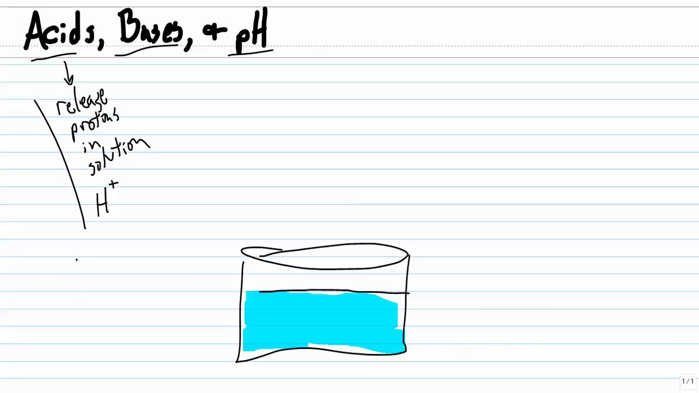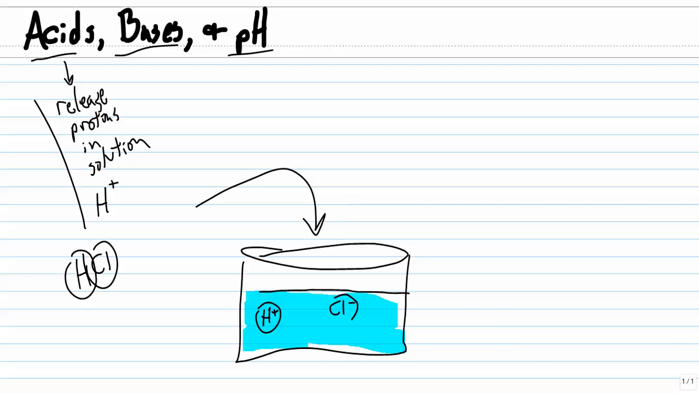An example of an acid would be hydrochloric acid. It looks like this, and if you take it and throw it into water, it splits apart into a proton and a chloride ion. And this is what makes an acid an acid. Okay, you already knew that.